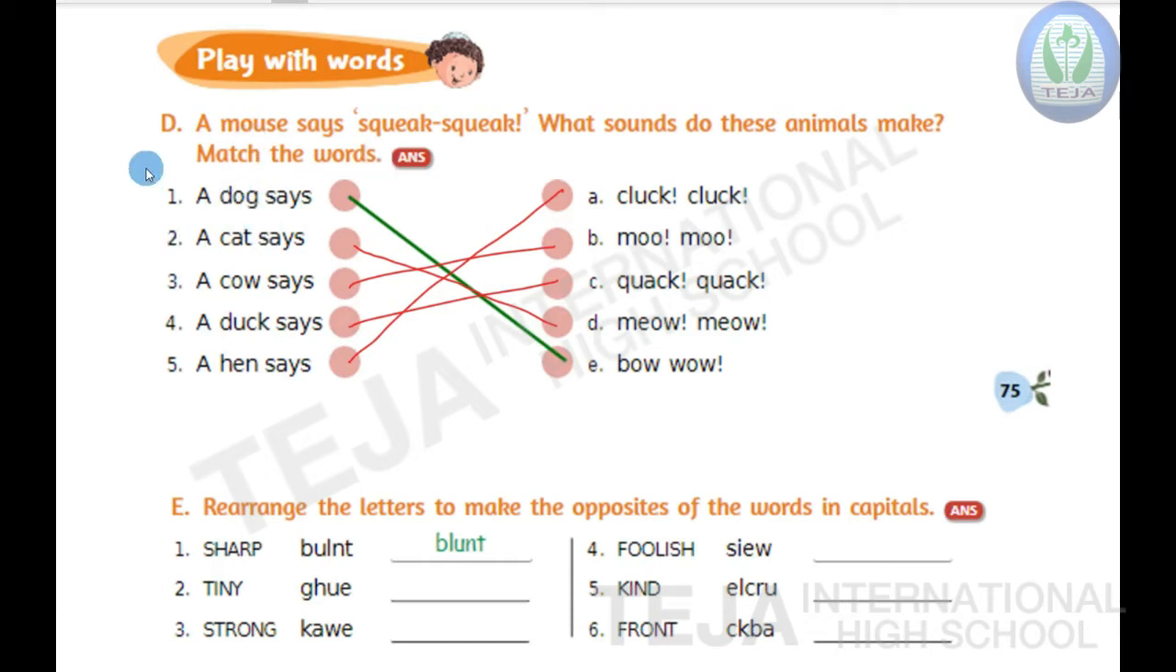Now let us read the match the following, children. A dog says bow wow. A cat says meow meow. A cow says moo moo. A duck says quack quack. A hen says cluck cluck. These are the sounds made by the different animals.